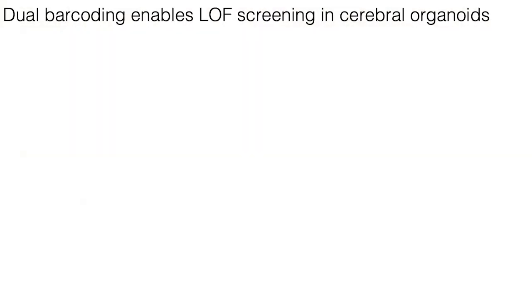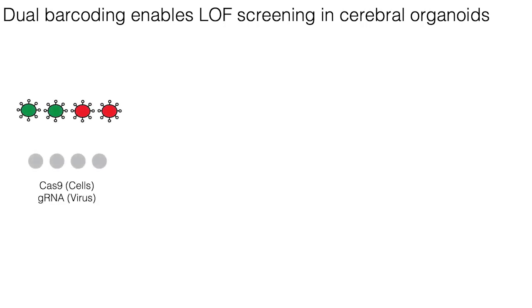So we set out to develop systematic loss-of-function screening in human cerebral organoids. To this end, we used CRISPR-Cas9 technology to inactivate genes and combine it with complex dual DNA barcoding technology. These DNA barcodes are used to gain extra information about the gene inactivation we perform. In detail, CRISPR-Cas9 requires two components. First, Cas9 protein cutting DNA expressed by cells in our system, and second, gene targeting guide RNAs, here depicted in the colors green and red.